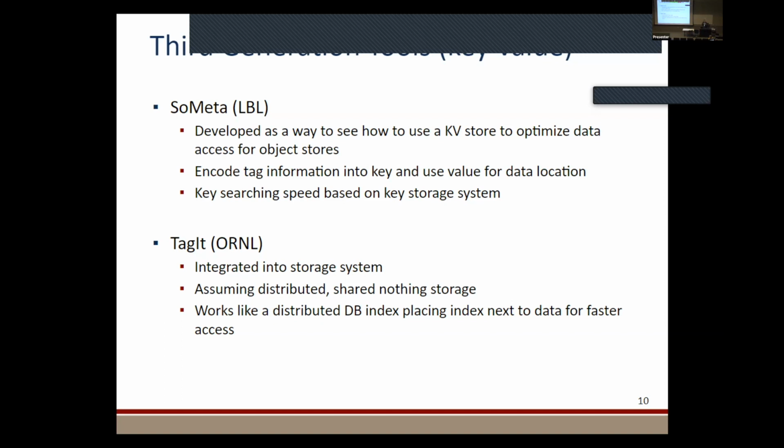That doesn't mean SOMETA is not very useful, it just means that it has different parameters that it ends up optimizing for. Taggit from Oak Ridge decided to take a different approach and look at how we integrate these features into the storage system, but that then ties you to the storage system. So that's not a particularly portable approach.